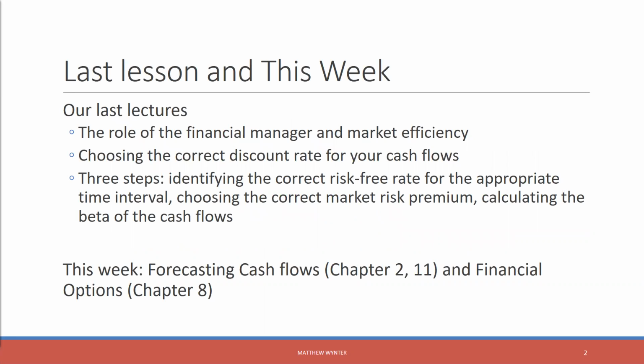Last lesson, we focused a lot on the role of financial managers and market efficiency. We went through identifying and calculating the correct discount rate for your future cash flows. It involved three steps: finding the correct risk-free rate for the appropriate time interval, choosing the correct market risk premium, then calculating the beta for your cash flows.